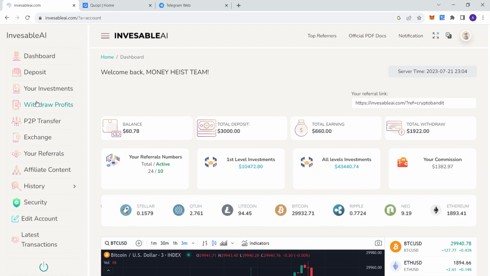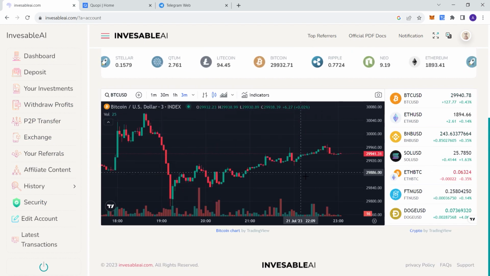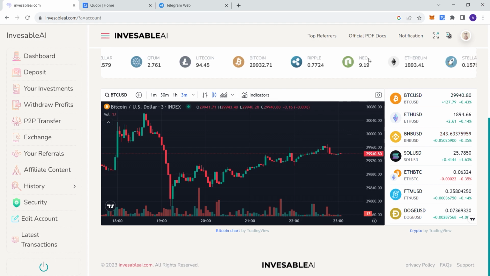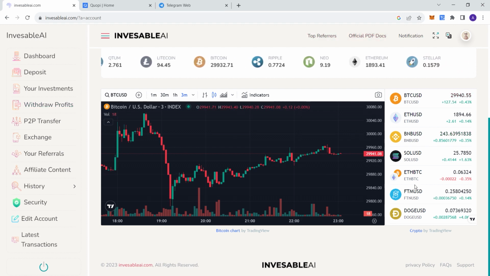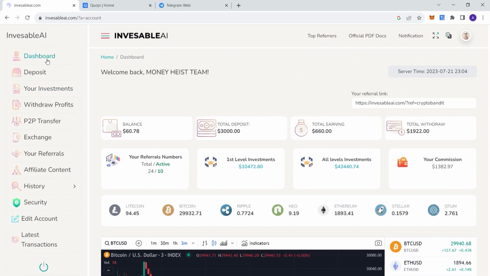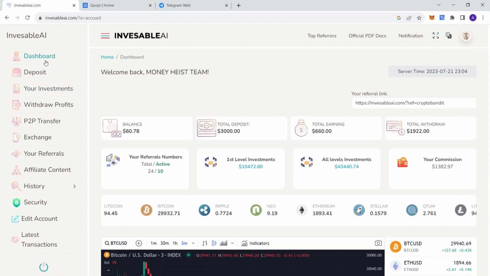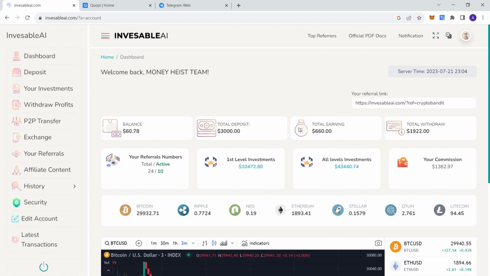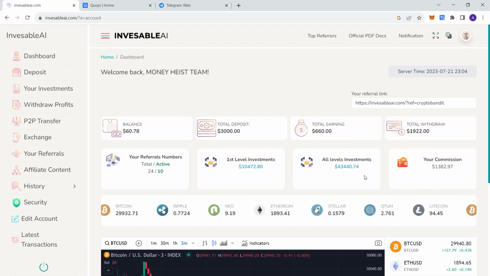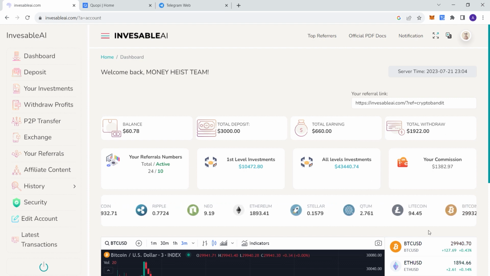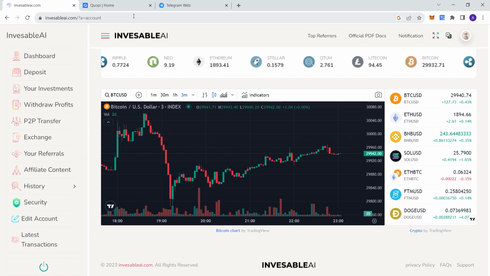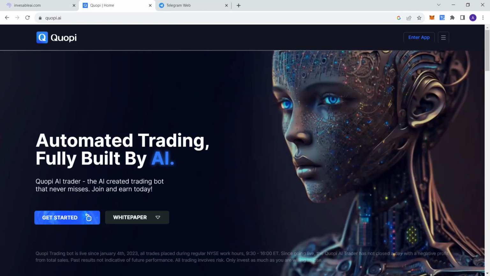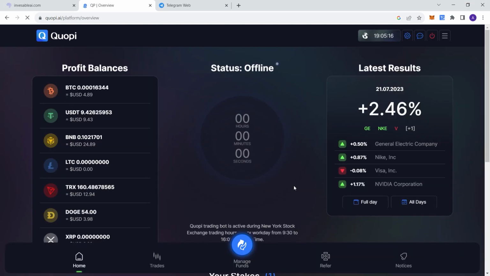And then they have P2P exchange, everything. So, I like what I see on the inside. It has your official PDF document, top and first. So it's a clean look on the inside. Can't complain, especially when you got your balance, deposit, earnings, total withdrawal, commission, all levels, your referrals. So it's a really clean look. So looks good. Now let's go over to Quopi to see how the inside of Quopi looks.